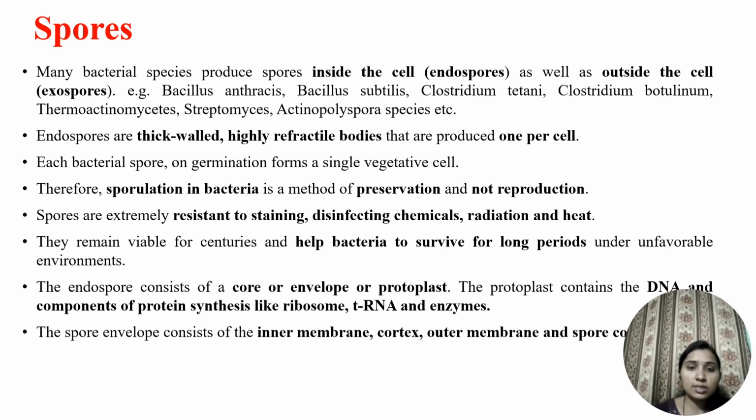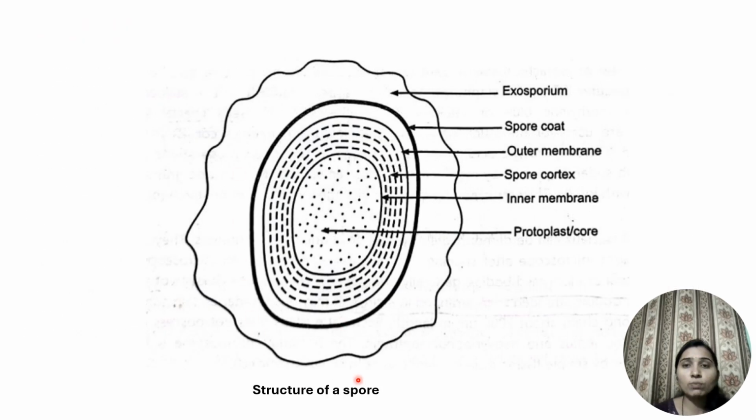Here you can see this diagram, this is the structure of the spore. This outermost part is called the exosporium, which is outside of the spore. Next you will see the spore coat. Then inside the spore coat there is the outer membrane. Then this dotted line is called the spore cortex, and inside the spore cortex is the inner membrane, and this inner membrane contains this granule-like structure called the protoplast or core, which also contains the ribosomes that are mostly helpful in protein synthesis. So this is all about the structure of the bacterial cell.